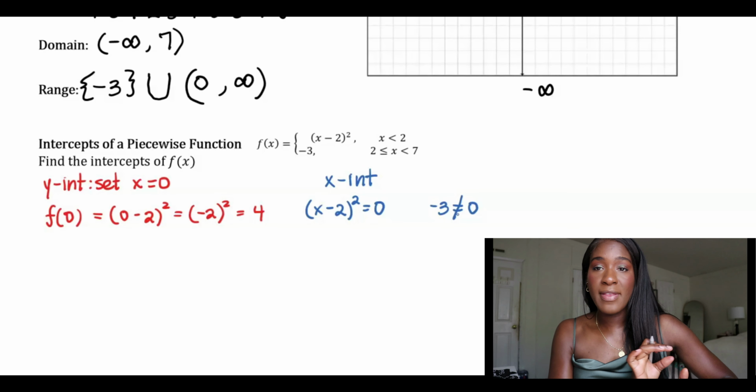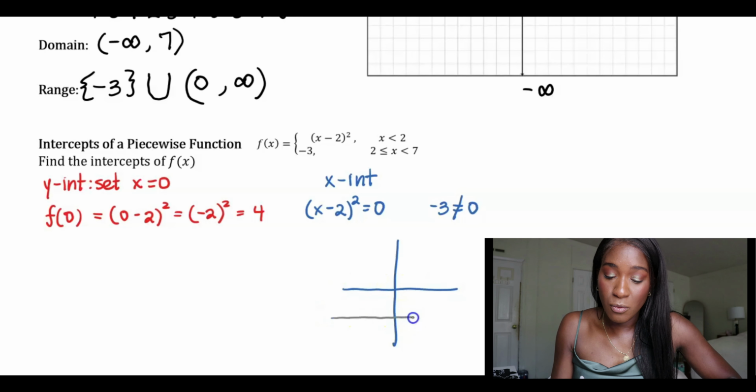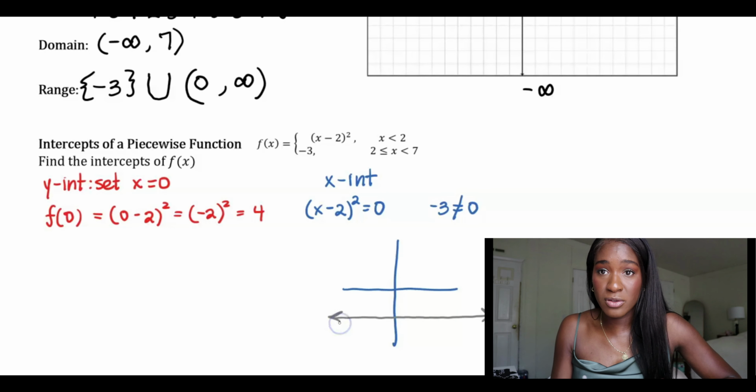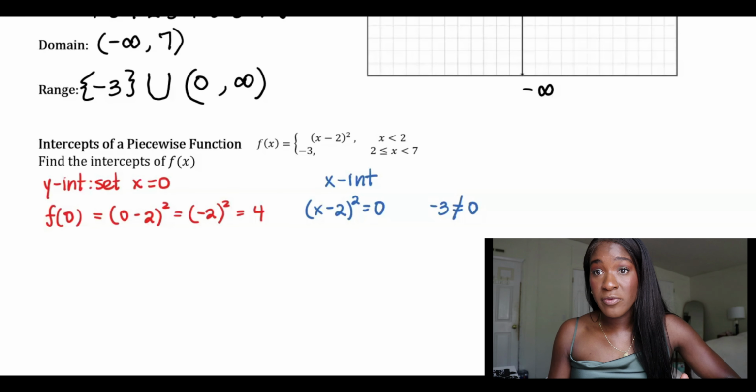You can just write that, and that shows that there's no way that that piece -3 could give you an x-intercept. Remember, if we just think about what -3 looks like on a graph, y is equal to -3. This horizontal gray line is never going to hit the x-axis. So we definitely don't get any x-intercepts from that second piece of the function. Let's go see what the first piece of the function could give us.